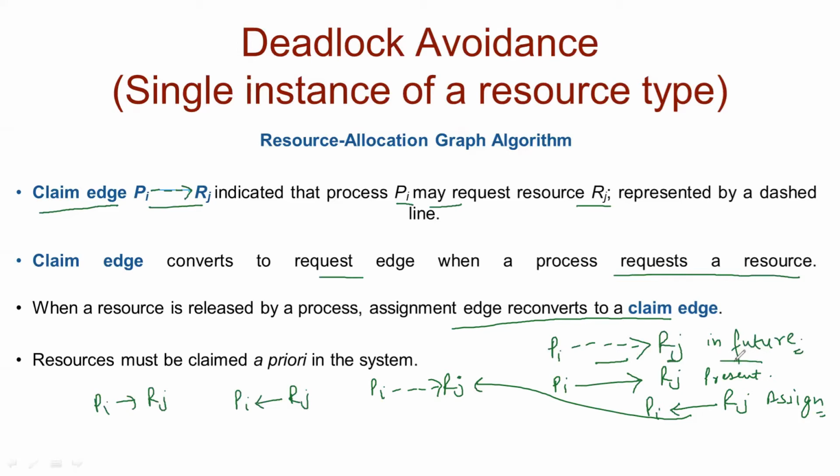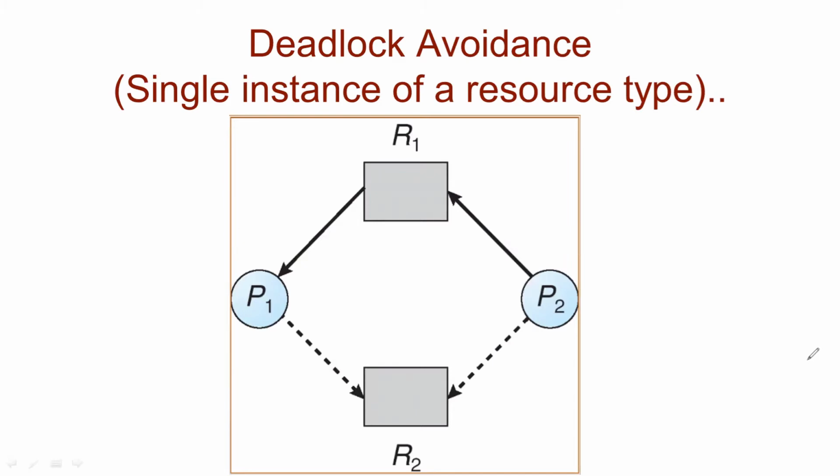So the resources must be claimed a priori in the system. This means that before Pi starts executing, all its claim edges must clearly appear in the resource allocation graph. Suppose that the process Pi requests resource Rj. If Pi requests Rj, then this request can only be granted if converting this request edge into an assignment edge does not result in a cycle in the graph.